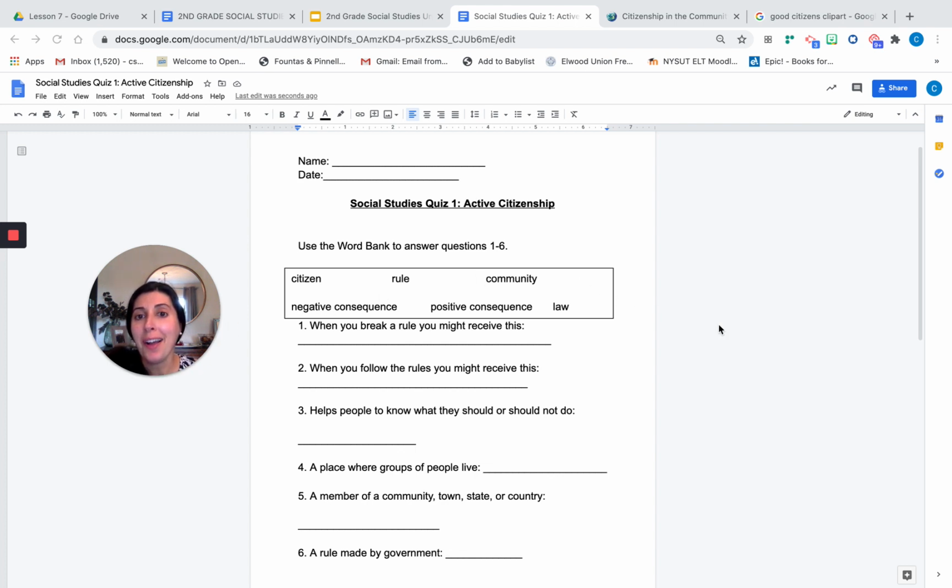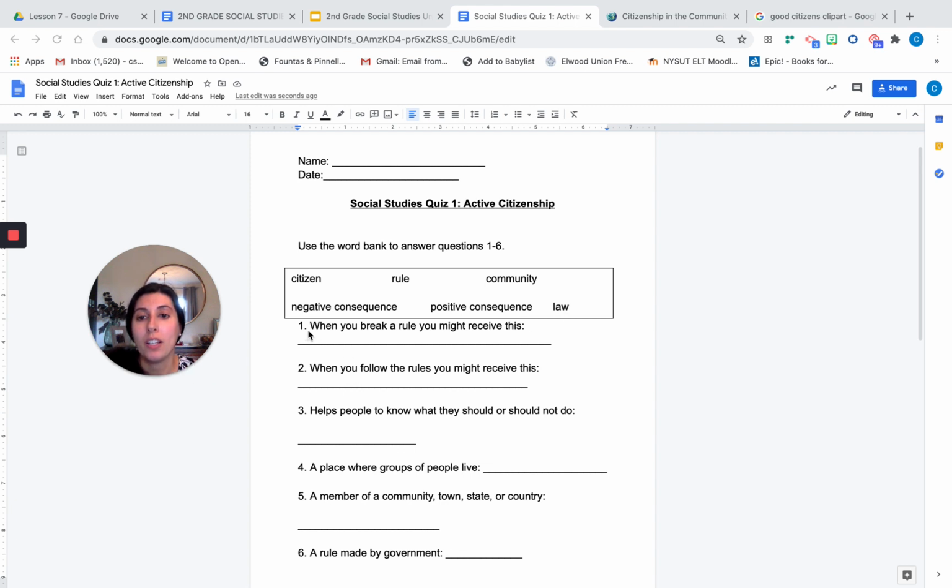So here is our social studies pop quiz, our very first social studies quiz of the school year. How exciting. We get to show off everything that we have learned so far. So this first part of the quiz says use the word bank to answer questions 1 through 6. We have our word bank here with all of our words. Let's read them together. Ready? It says citizen, rule, community, negative consequence, positive consequence, law.